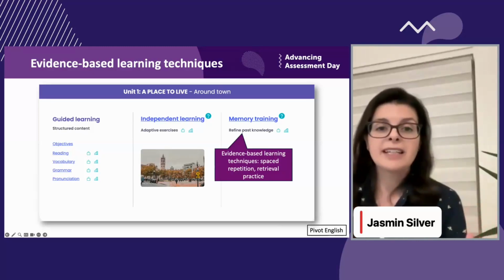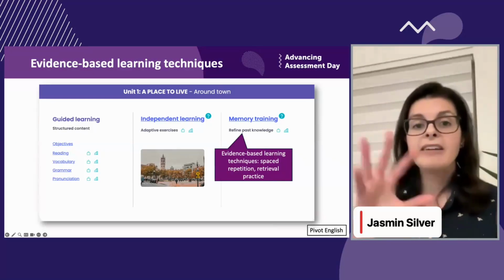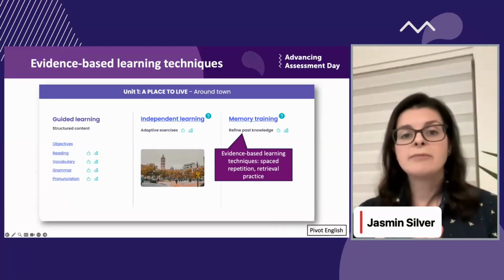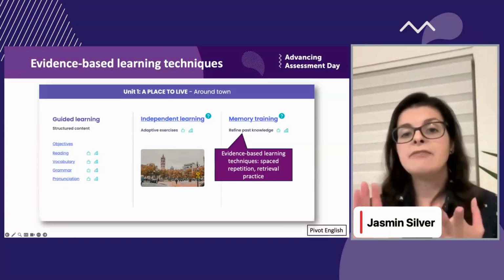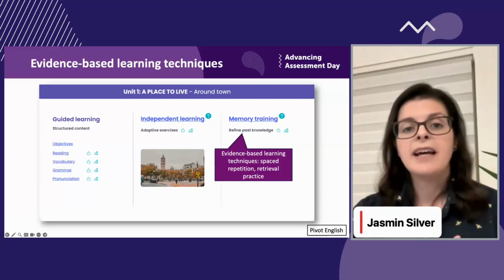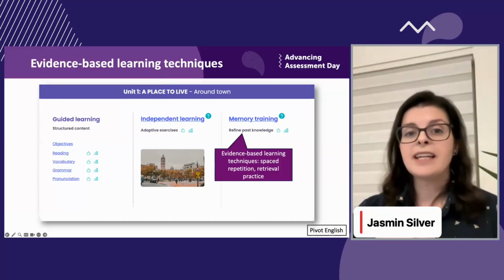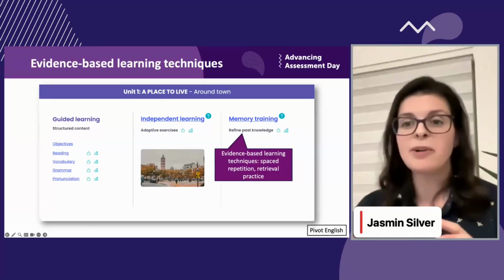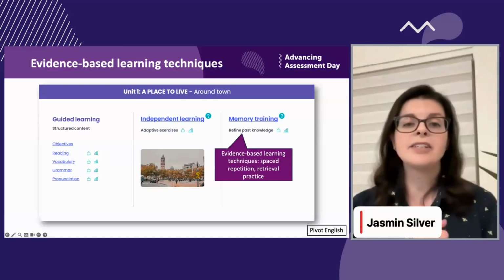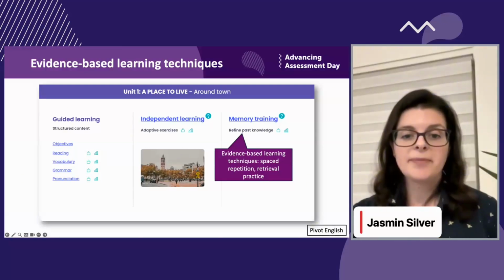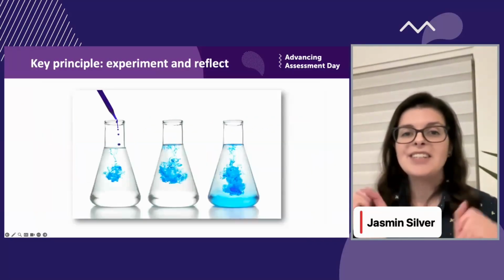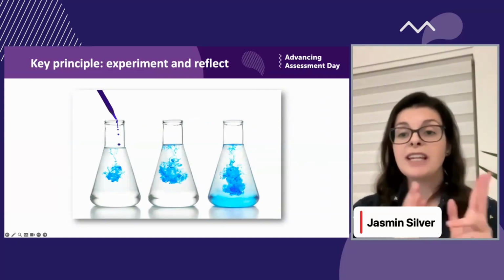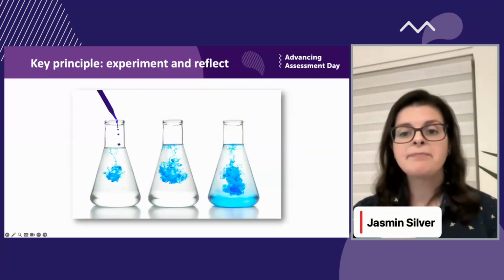In Pivot English, you have a memory training area, which uses both of those techniques, the spaced practice and the retrieval practice techniques. So this is really nice now that we're seeing these strategies that have loads of research behind them now really coming into learning products. So great. All right, so that is our second principle about using effective learning strategies.